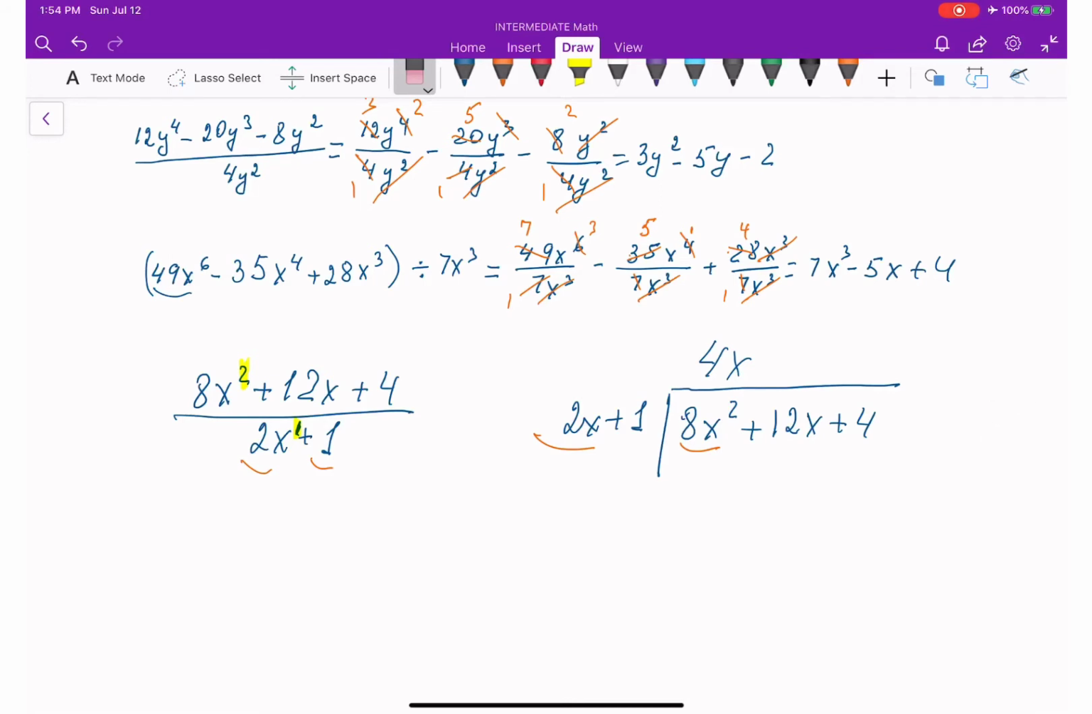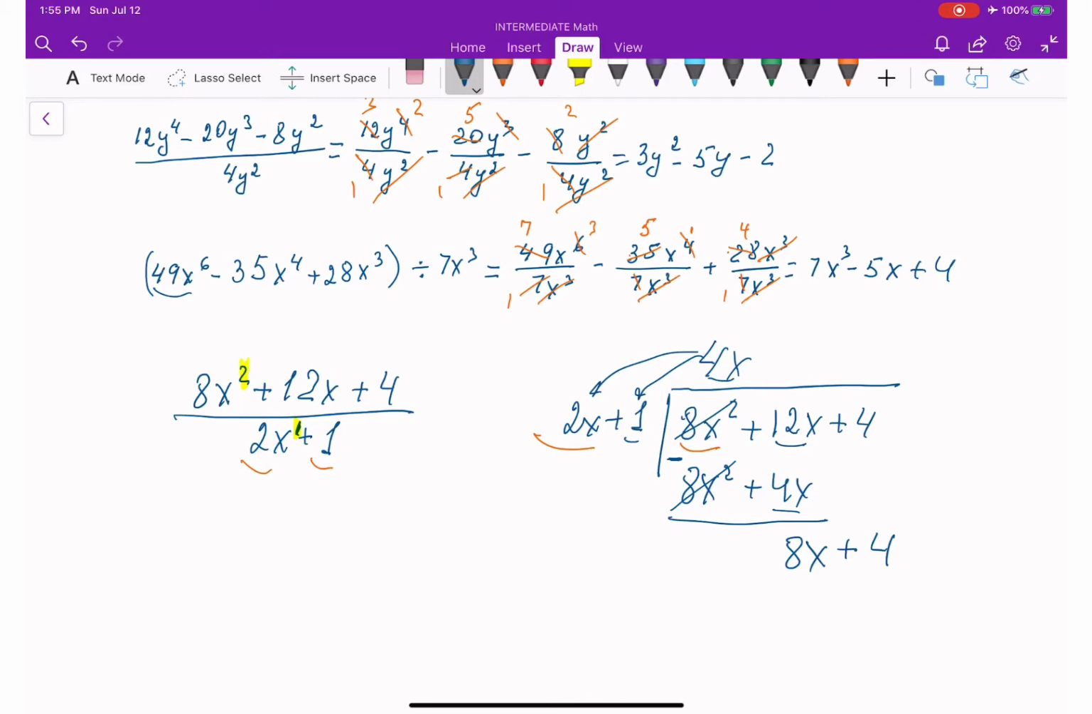So 4x. And next step, I'm going to multiply 4x by 2x and then by 1. So 4x times 2x is going to be equal to 8x squared. And then 4x times 1 is going to be plus 4x. We subtract, just like regular division. This 8x squared is gone with this 8x squared. Now be careful, here we subtract. So we get 12x minus 4x. We are getting 8x. All right, bringing down this 4.